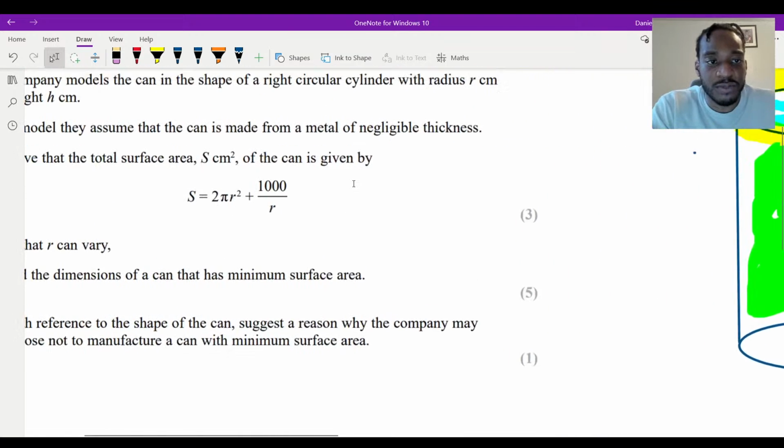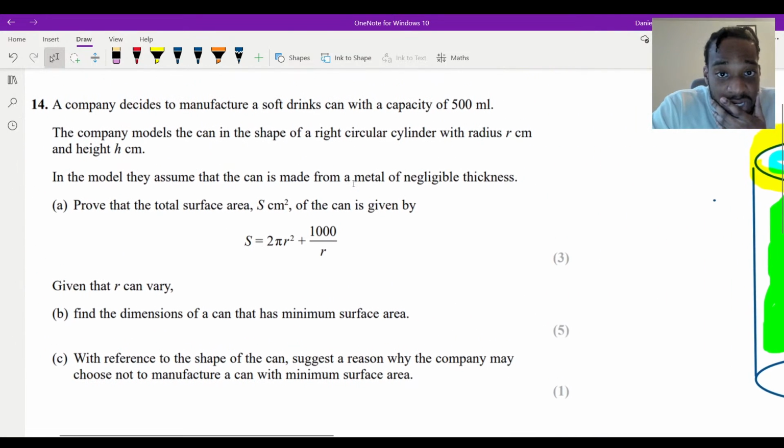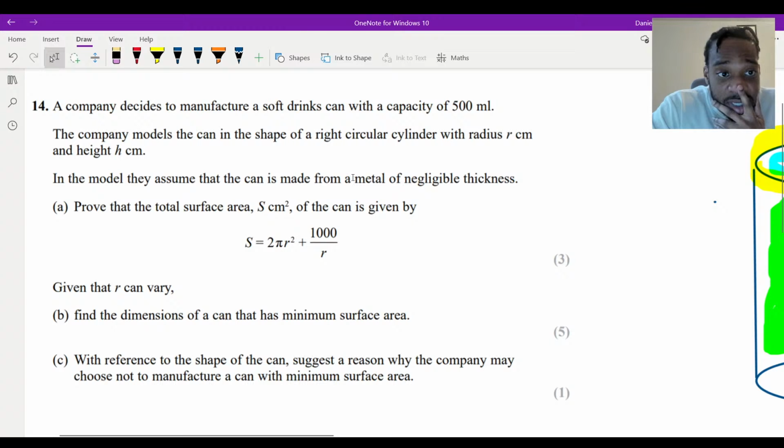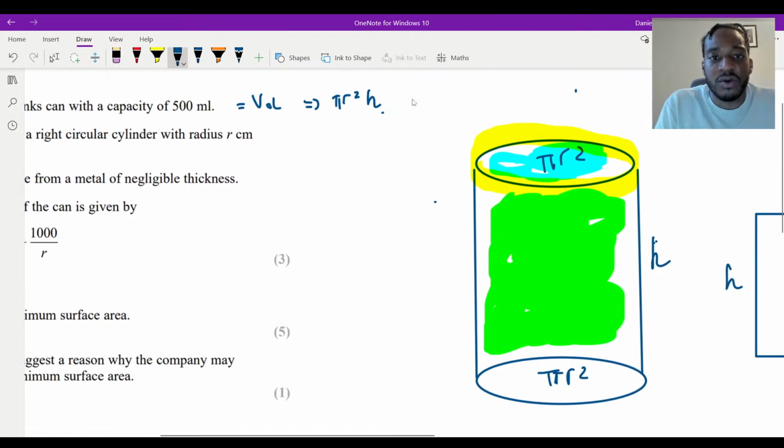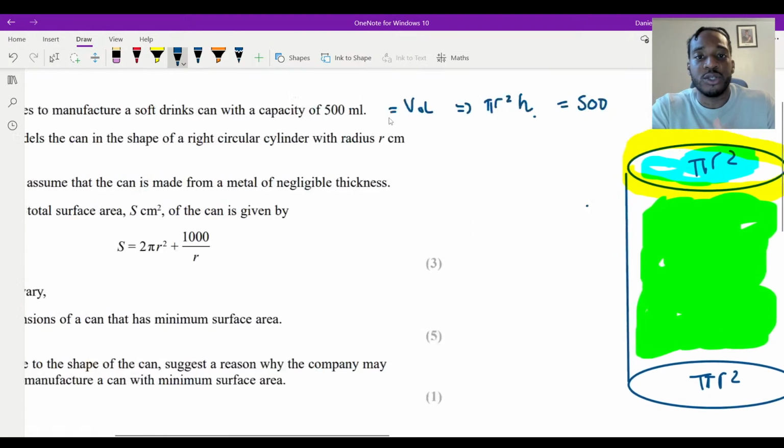So let's go back to the question. The question says, what does it tell us? It tells us that the drink has a capacity of 500 milliliters, right? That's the volume. And what we can say from that, well, the volume of a cylinder is just going to be the face, or the cross section, I should say, times the height, which is going to be pi r squared h. And this is equal to 500. So what we can do here is say that fine, we've actually got an equation in terms of h. We can rearrange it to make h the subject, and we can plug it back into the formula.